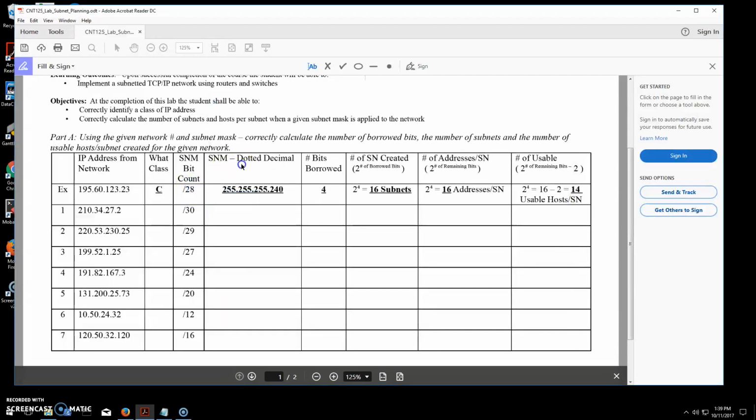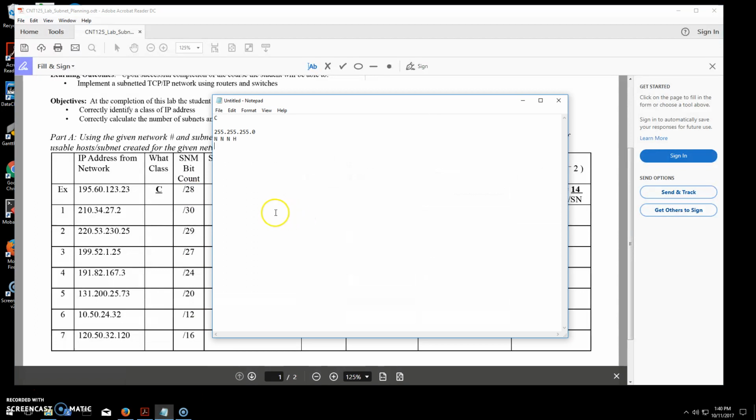Well, in this case, we have a network where we have a /28 bit count. If I have a /28, that's telling me I have 28 network bits in my subnet mask. So now I have 1, 2, 3, 4, 5, 6, 7, 8, 9, 10, 11, 12, 13, 14, 15, 16, 17, 18, 19, 20, 21, 22, 23, 24, 25, 26, 27, 28. That is my subnet mask. That is what we currently have. That's what the /28 means. There's 28 ones in my subnet mask.